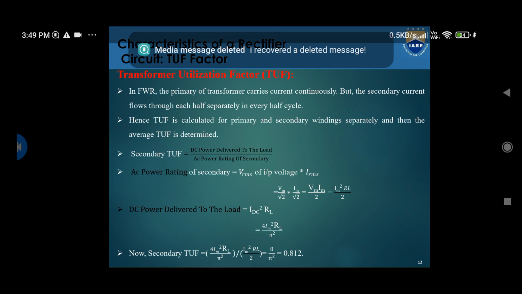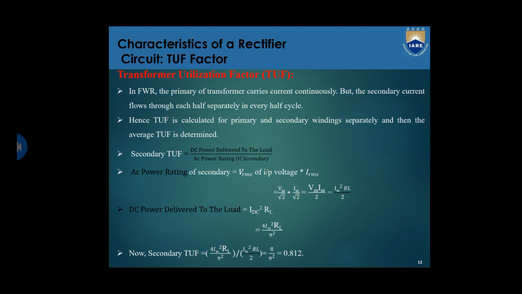Next, the DC power delivered to the load is IDC square into RL. As I mentioned before, IDC is equal to 2 Im by pi, so the DC power is 4 Im square by pi square into RL. Now the secondary TUF will be 4 Im square RL by pi square divided by Im square RL by 2, which is equal to 8 by pi square, which equals 0.812.